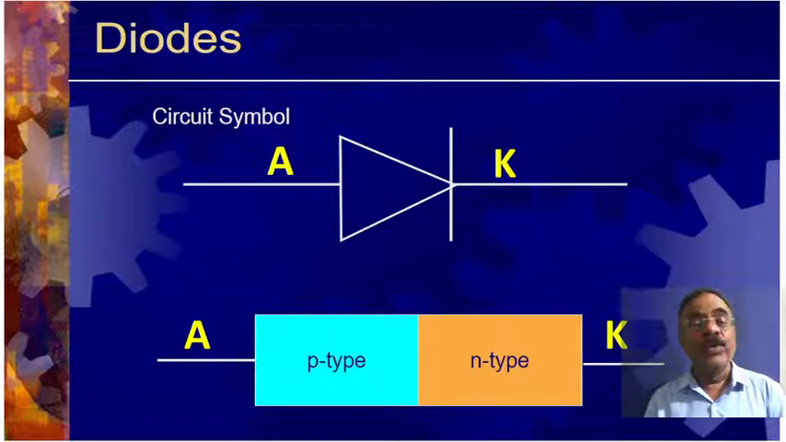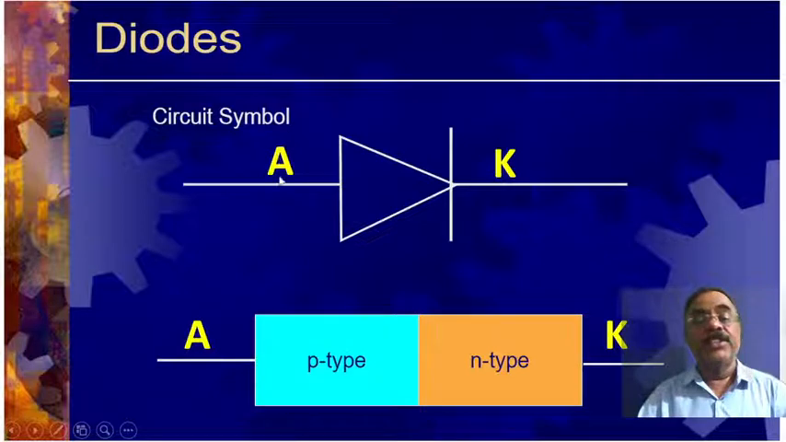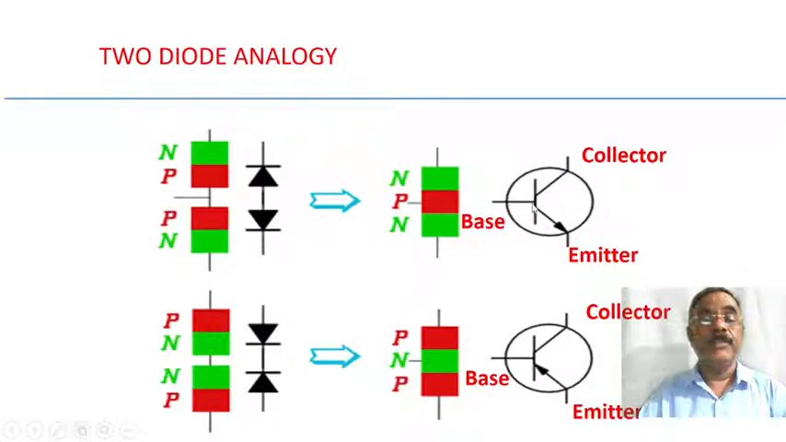Now before going into the details of the construction of a transistor, let us see a basic semiconductor device, that is a diode. So a diode consists of P-type and N-type semiconductor joined together, something like this, and the symbol is like this. It consists of anode and cathode, and the arrow in the symbol indicates the direction of current. Now in this case, the direction of current is from left to right.